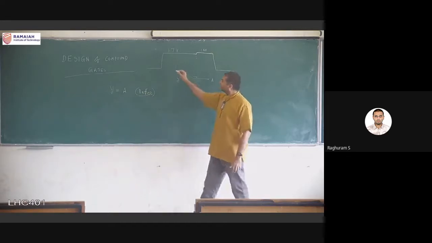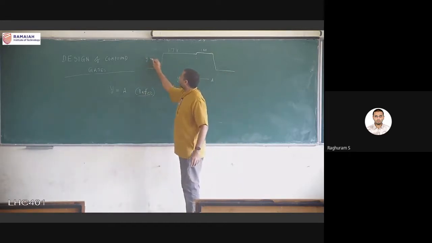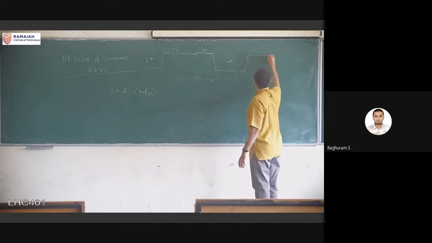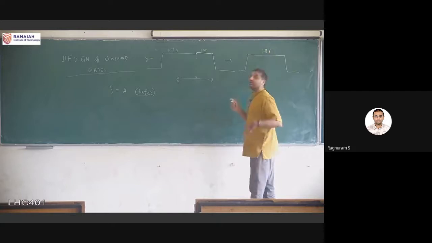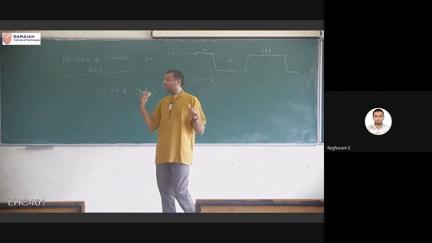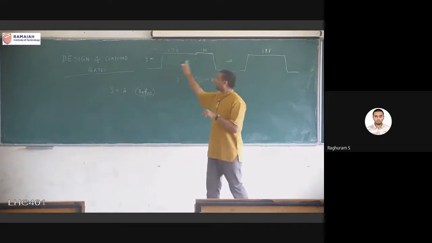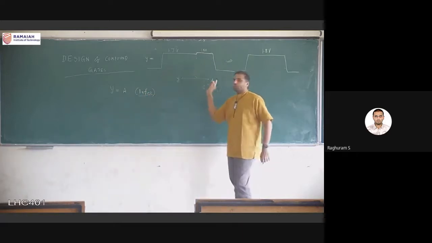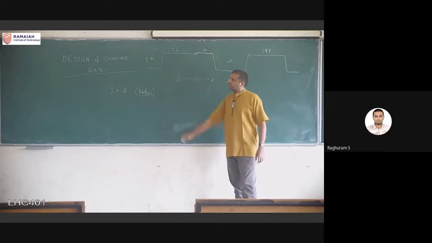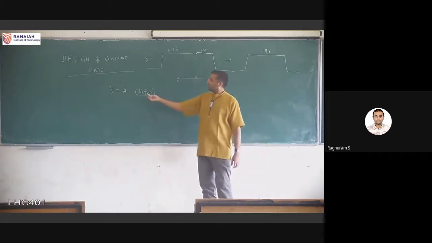So this is my input. I want this to get transformed to a better value. Throughout I want it to be 1.8, and that is why I am putting a buffer. If you simply connect the input to the output through a wire, there is no use, because the signal has not improved in quality. So this is not a useless function, this is very useful. And how can we get this?